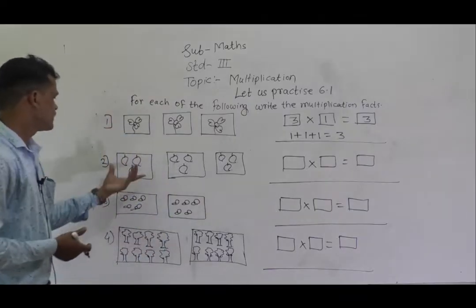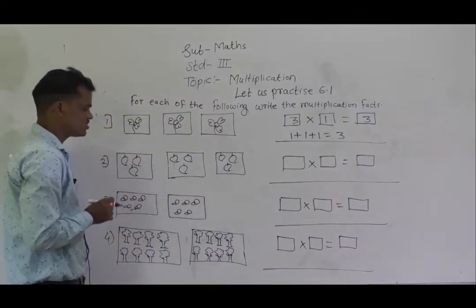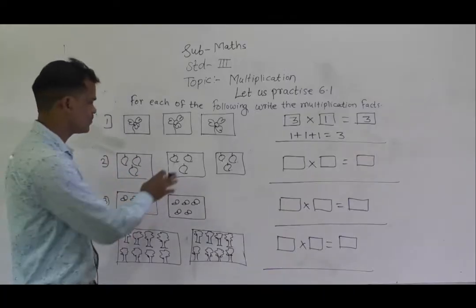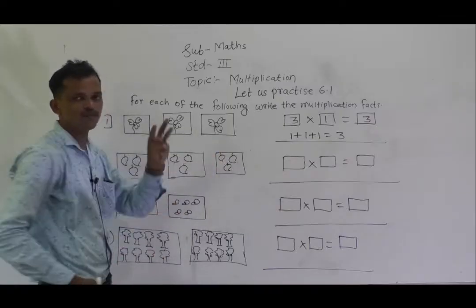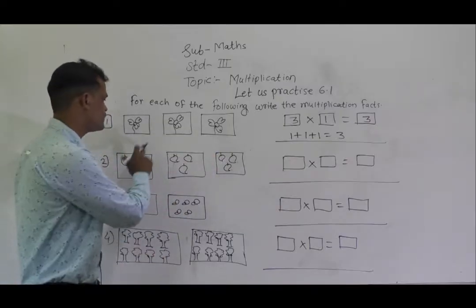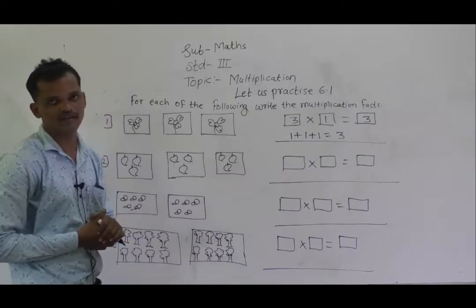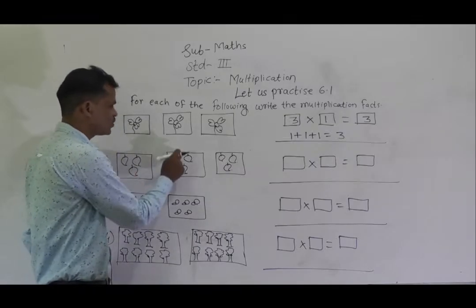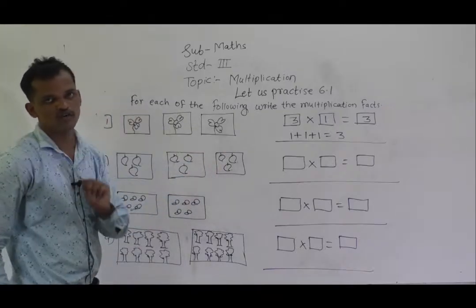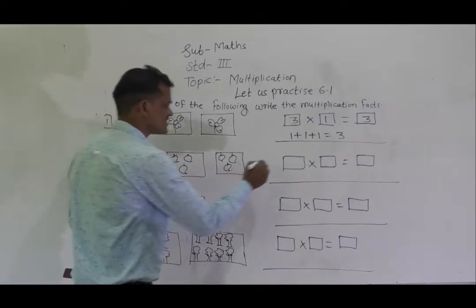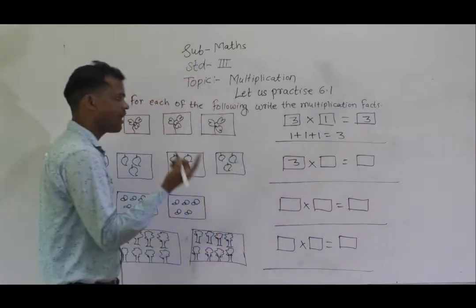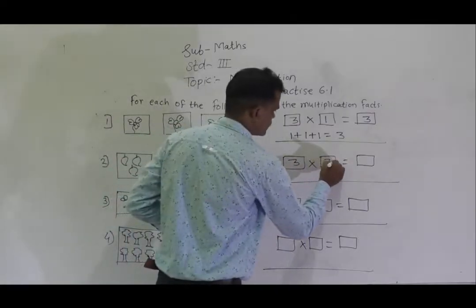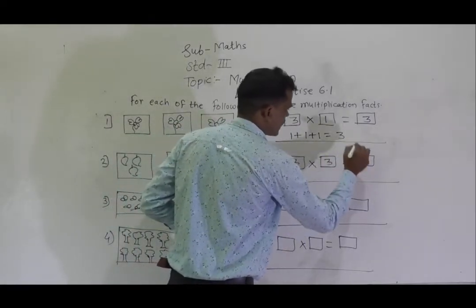Okay, so see here, these are the mangoes. In the first group there are 3 mangoes. Okay, so in each group there are 3 mangoes, and how many groups are there? 1 2 and 3 groups. Okay, so 3 times, and in each group there are 3 mangoes, so 3 3s are 9.